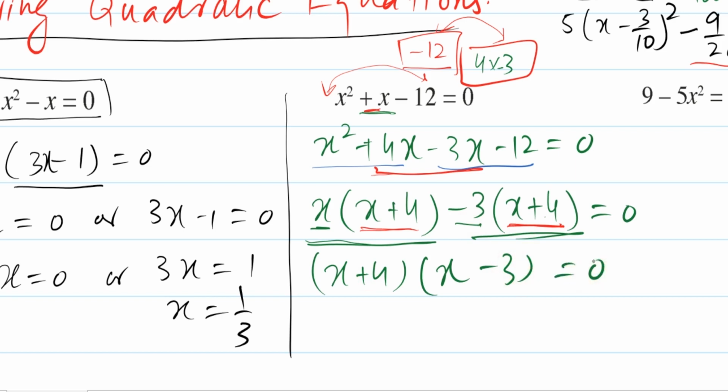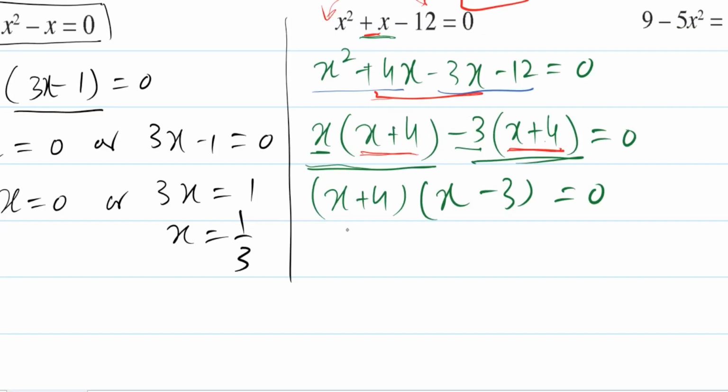Now again, we have got the left hand side factorized. There are two expressions being multiplied and the answer is 0. So x plus 4 is equal to 0 or x minus 3 is equal to 0.